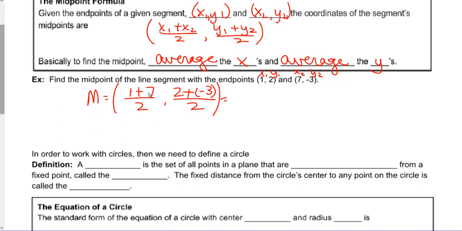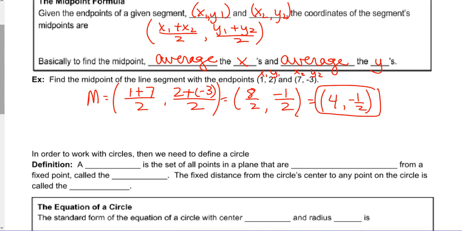So I get 1 plus 7 all over 2, which becomes an 8 over 2. And here I get 2 plus a negative 3, which is a negative 1 all over 2. Now I can still keep going because one of those I can simplify a little bit more. So 8 divided by 2 is a 4. This can't be simplified, so the best I can write it is negative 1/2. If you were to graph those out on a coordinate plane, you would find that that gives you the midpoint. Okay? All right, very good.